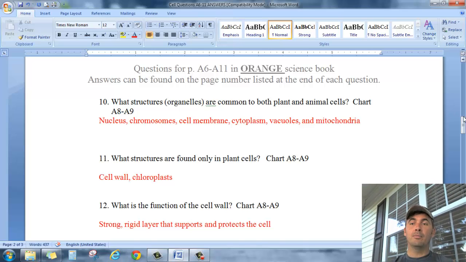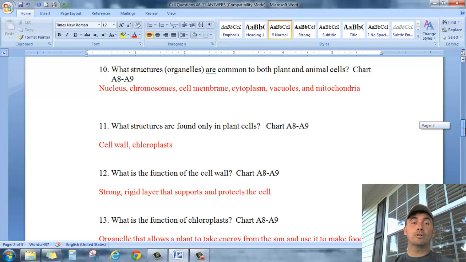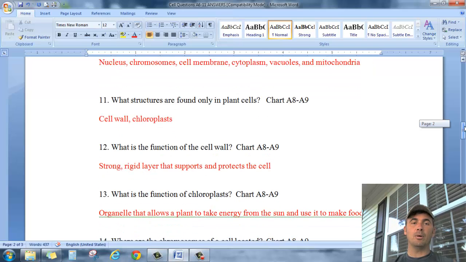All right. Now number 11 says, what structures are only found in plant cells? Well, a plant cell has 2 extra ones that an animal cell does not. It has a cell wall and it has chloroplasts. We will talk more about that in class, those 2 interesting parts.